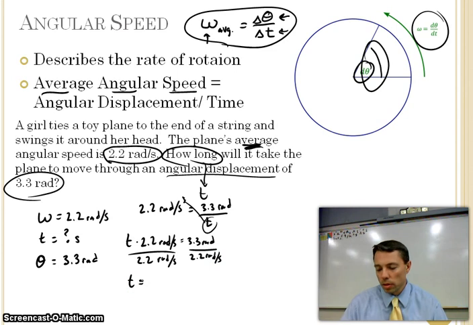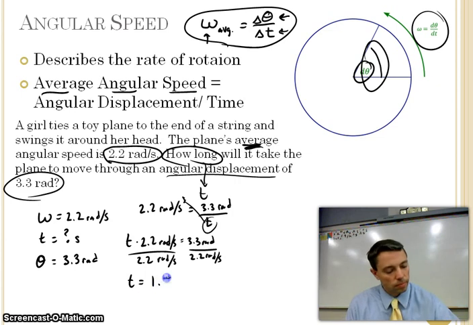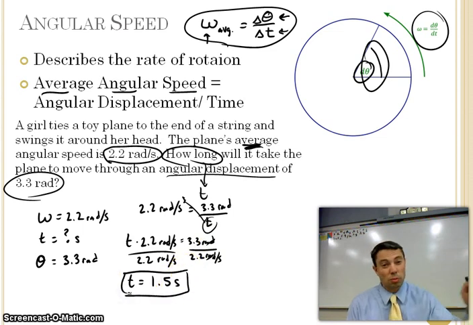So I'm just going to take my 3.3 divided by my 2.2, and I get 1.5. Now the radians cancel, and I'm left with seconds. So it takes 1.5 seconds to complete that task for this girl. Okay? So, angular speed. We'll see some of these problems on the problem set.